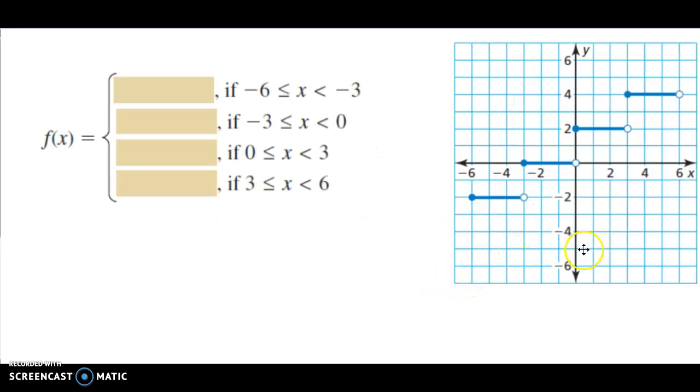We're now looking at a different piecewise function or stepwise function, and the corresponding domains are already broken down here. So what we're going to do is write an expression to represent the function or the graph for each domain. So as you can see, each graph is represented by a horizontal line or a subset of a horizontal line.